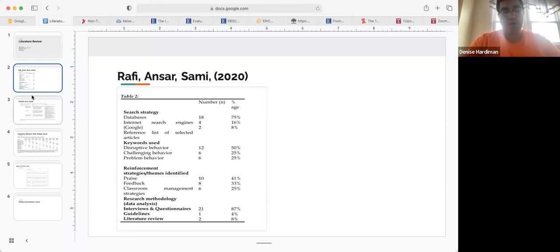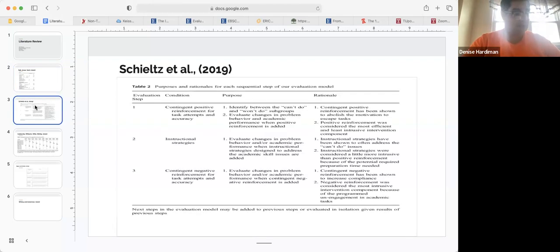Another study, Shields et al. 2019, focused on the influence of positive reinforcement on academic performance. The analysis of the researchers showed that specific plans for reinforcement had a marked impact on both academic performance and behavior in students with unique learning needs. And in this table here, you see the purposes and rationales for each sequential step of the model they used to evaluate their subjects.